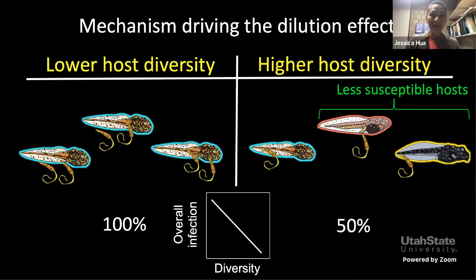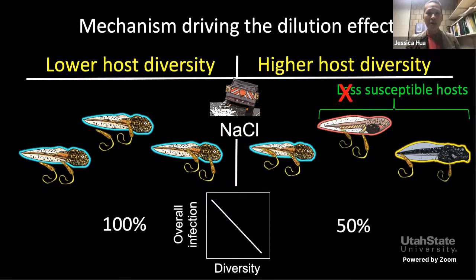This is particularly relevant because, as I just showed you in the previous section, pollutants in the environment can change patterns of disease susceptibility. We showed that sodium chloride could increase tadpole susceptibility to parasites. And so if we're looking at this scenario, if I could draw your attention to the right side of the higher host diversity side, in the presence of sodium chloride, our less susceptible hosts may no longer be less susceptible. They may no longer act as diluters that draw parasites away.